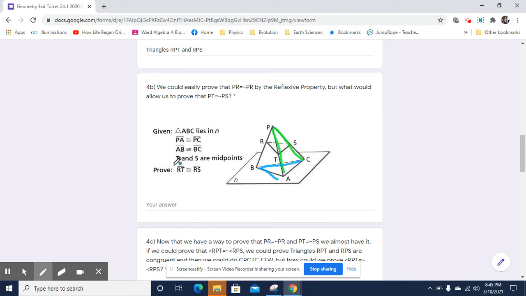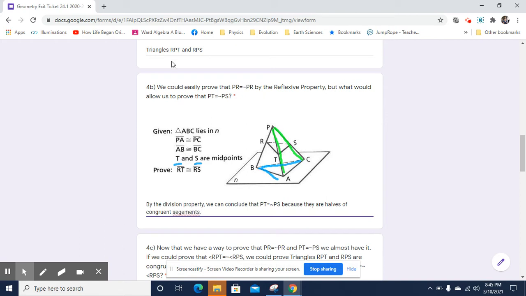So now let's look at the next one. T and S are midpoints. So T and S are midpoints of congruent segments. Since they're midpoints of congruent segments, then they cut congruent segments in half, giving us congruent quotients by the division property. So by the division property, we can conclude that PT is congruent to PS because they are halves of congruent segments.